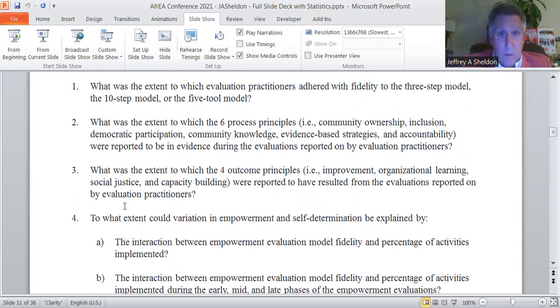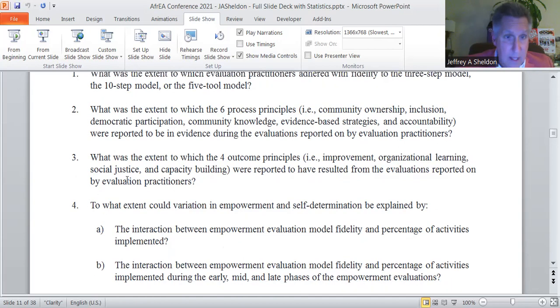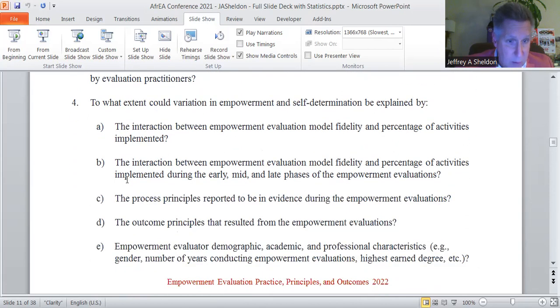My questions were: what was the extent to which evaluation practitioners adhered with fidelity to the 3-step model, the 10-step model, and the 5-tool model? What was the extent to which the 6 process principles and the 4 outcome principles were in evidence, either during the evaluation or as a result of the evaluation? And then research question 4, which is broken down into 5 sub-questions. This is the empirical aspect of the study.